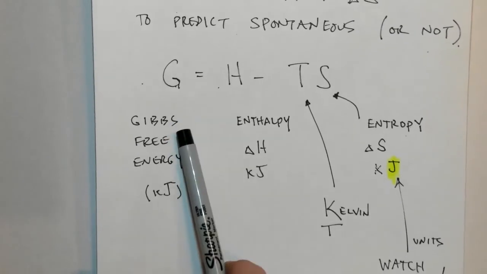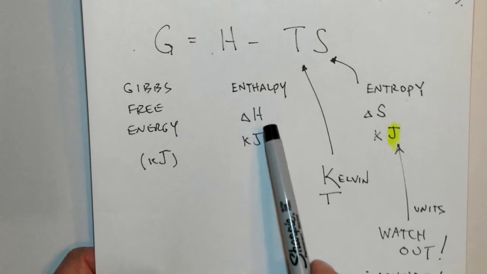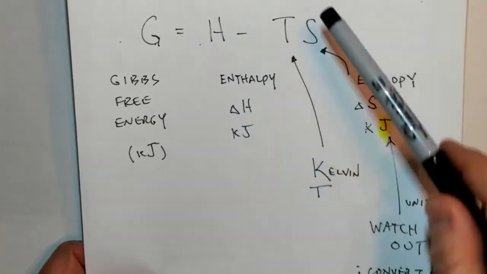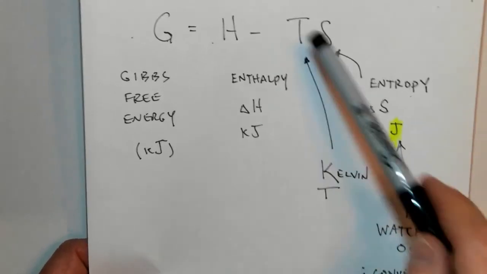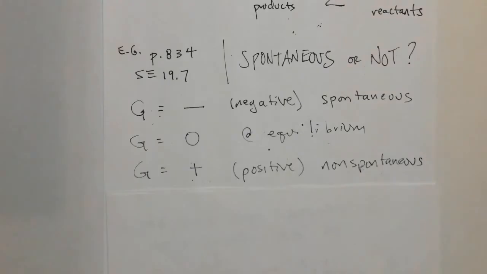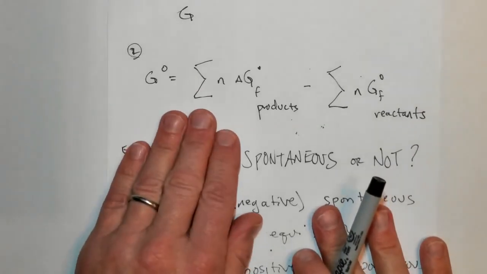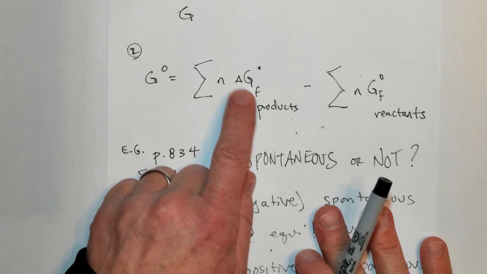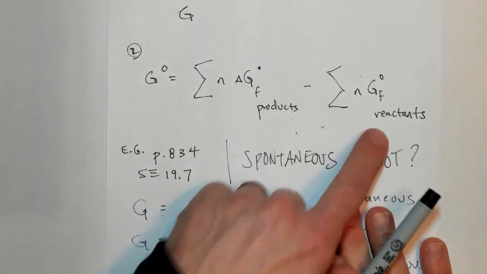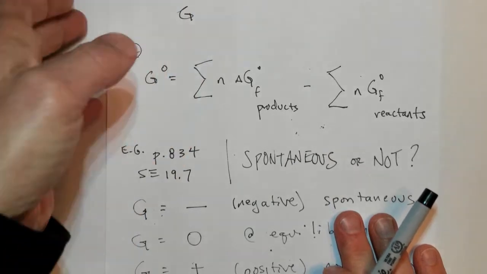One way to calculate G, or Gibbs free energy, is this equation: G equals H minus TS, where H is the enthalpy in kilojoules, T is the Kelvin temperature, and entropy has to be converted into kilojoules from joules, and then you can calculate the Gibbs free energy. A second way you can calculate it is by using Appendix C and the tabulated values of the Gibbs free energies and taking the difference between the products and the reactants. We're going to do a sample problem of this first.